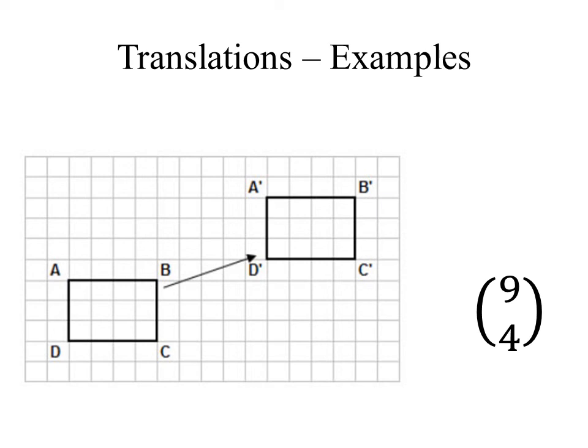I don't expect you to translate every single point, just one, because we know that translations, every point moves in the same direction and the same distance. So the formula will not change whether you're talking about point A, point B, point C, or point D.